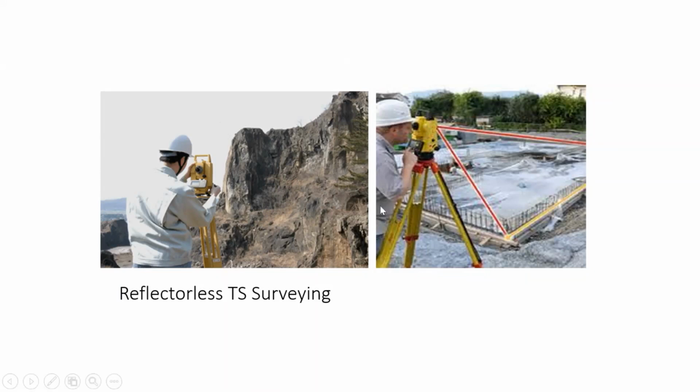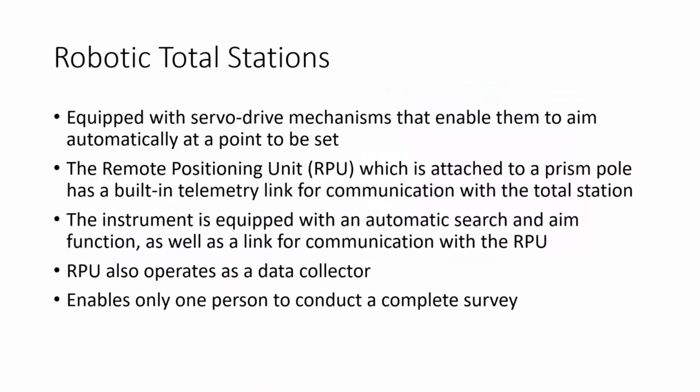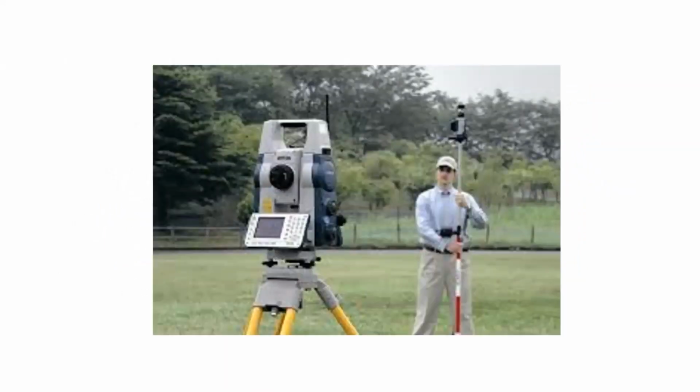That can be mapped. And in the next figure, the freshly laid concrete is there. We cannot ask the person to move over the concrete to find out what is the area covered, concreting done. So using reflectorless totalization, only one person will be working with the instrument. And something called robotic totalization. Robotic totalization means here you see this is a reflector.